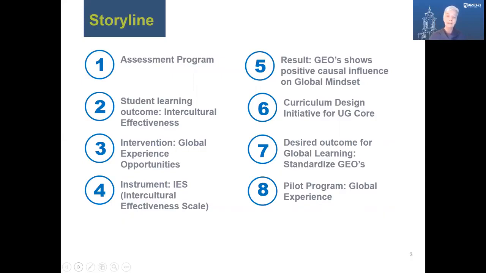When an opportunity came up to do something more comprehensive, we jumped on it. So Bentley has been going through a curriculum design initiative for the undergraduate core. And as part of that, I was on a team that submitted a pilot. And the pilot was really geared towards developing one of the global learning outcomes that was important to the university. And that pilot is the global experience.